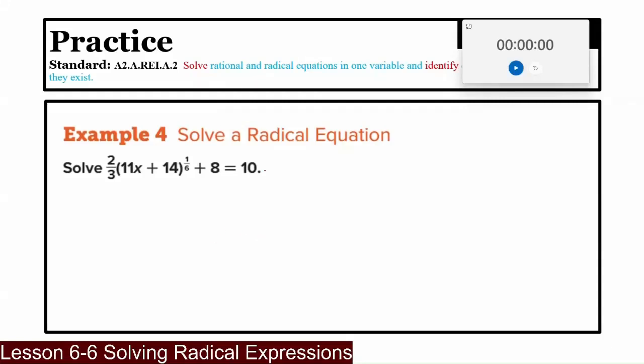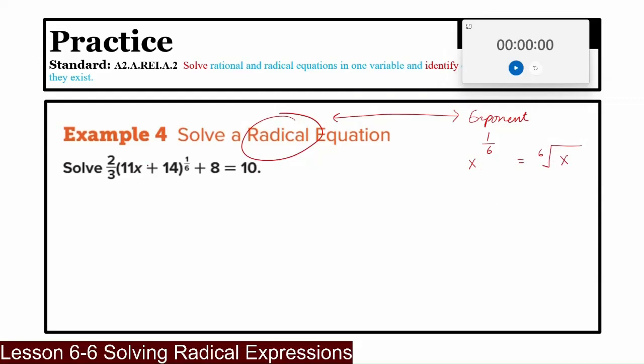So here we're trying to solve a radical equation. The problem is I don't see any radicals here. Where are the radicals? Well, the radical is in the form of an exponent. So what exponent do I see? I see 1/6. So if I have x raised to 1/6, this is the same thing as saying the sixth root of x.